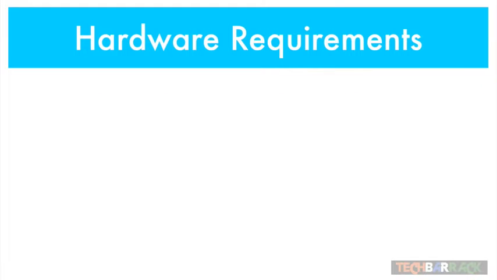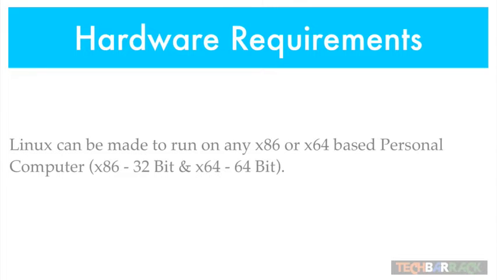Let's have a look at the hardware requirements of Linux operating system. I will not go into the specific hardware requirements, like how much RAM or how much space is required, because every Linux distribution has different hardware requirements. What I am going to show you is the basic hardware requirement, and that is Linux can be made to run on any x86 or x64 based personal computer. x86 is 32-bit and x64 is 64-bit.